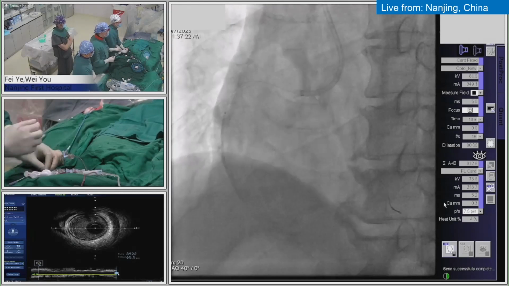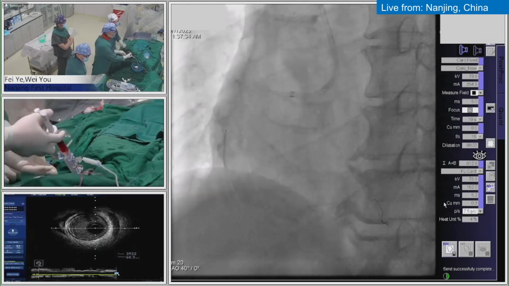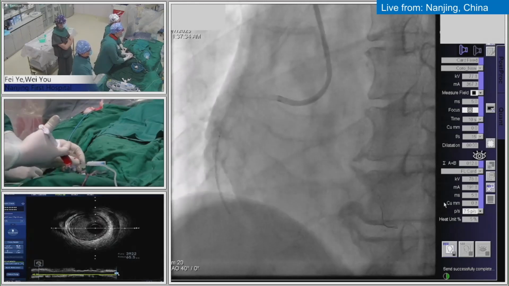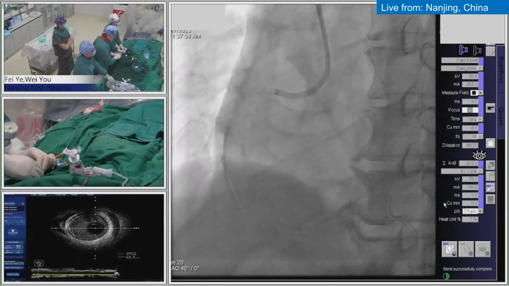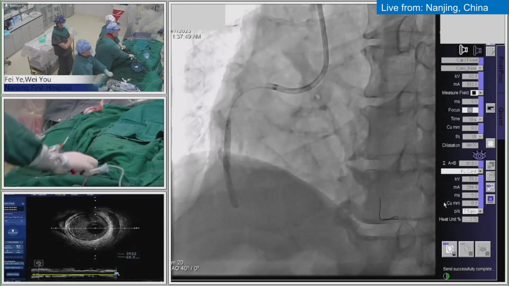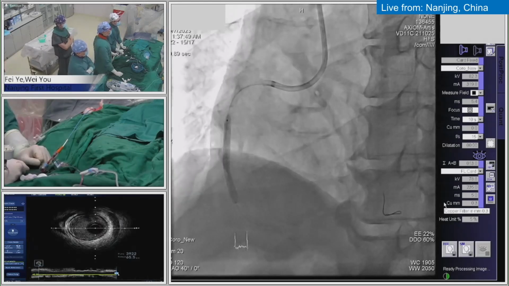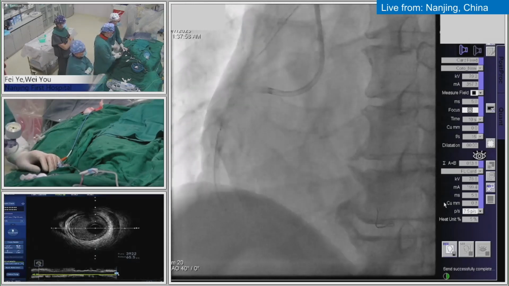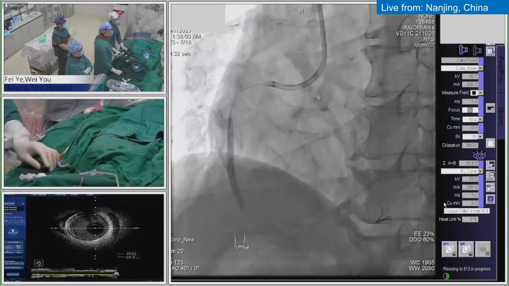Very smooth. Just a test, please. Okay, good. Go. We just choose the 8 contrast volume. Done. Once more, going up to 12. Okay, done. Nominal pressure to deploy the stent.